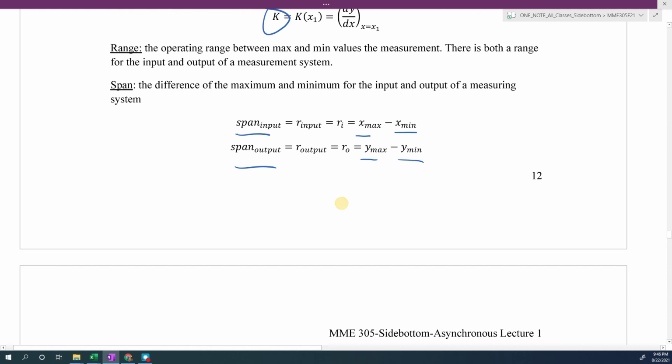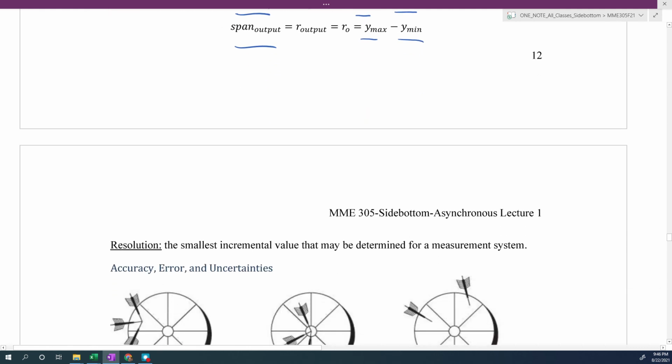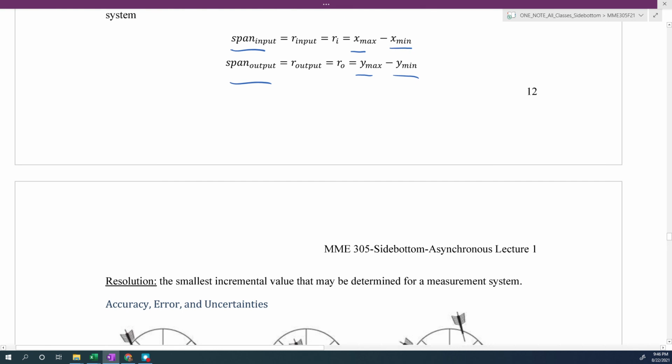The last thing regarding an instrument is the instrument's resolution. The resolution is the smallest incremental value that may be determined for a given measurement system. Certain devices that measure very small forces, for example, would not be able to measure things that are very large, and devices used to measure very large things can't measure very small changes in force. So you have to pick the appropriate instrument depending on the measurement range you need and the resolution your measurement requires.